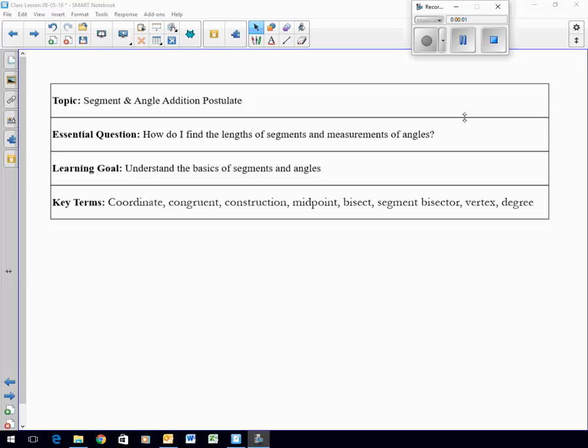And get rolling for today, okay? Hopefully everybody got a chance to write that down. If not, I'll come back to it later on, okay?